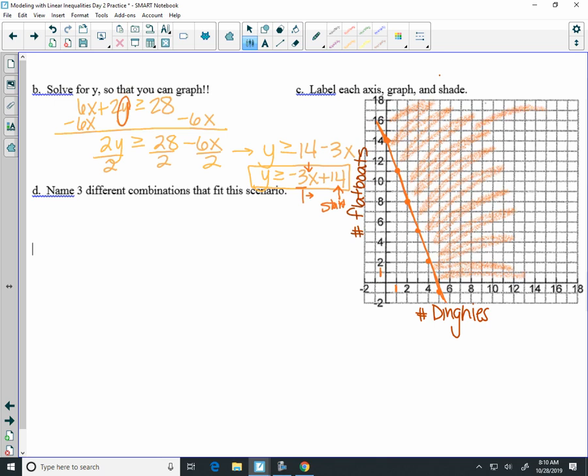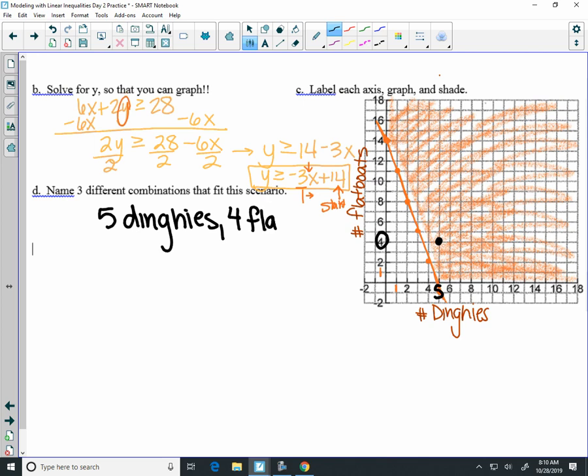Now, if we were in algebra 2, we'd probably have more going on with this problem because if we only have to transport 28 people, it doesn't make sense to be able to transport that many more. But at this point now, we can name some combinations that would fit the scenario. So any numbers in our shaded area, we could take 5 dinghies and 4 flatboats. We could take 3 dinghies, and I'm going to go up here, and 7 flatboats.